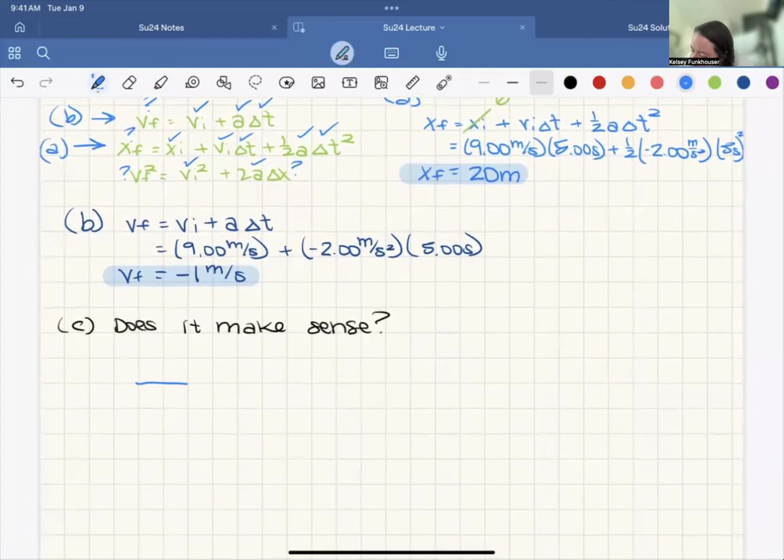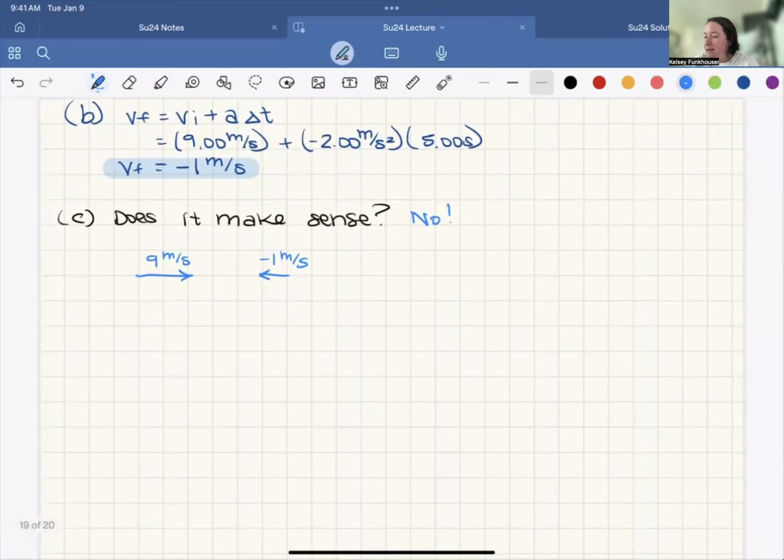So initially, she's moving at 9 meters per second. And then we're supposed to see negative 1 meter per second. So she's going backwards. She turned around. It's not really how races work. So no, this doesn't make sense. And part of the reason why is that she doesn't need to decelerate for 5 seconds. Let's look at what I mean there.